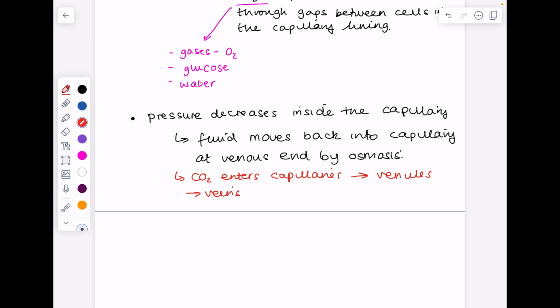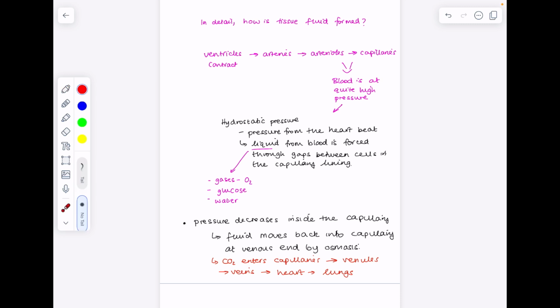So I'm just showing you the route that blood is taking. So if you think about it, the formation of the tissue fluid is super helpful for the body because it's a great way of ensuring that oxygen, various nutrients, water, etc. are delivered to the cells where it's needed.